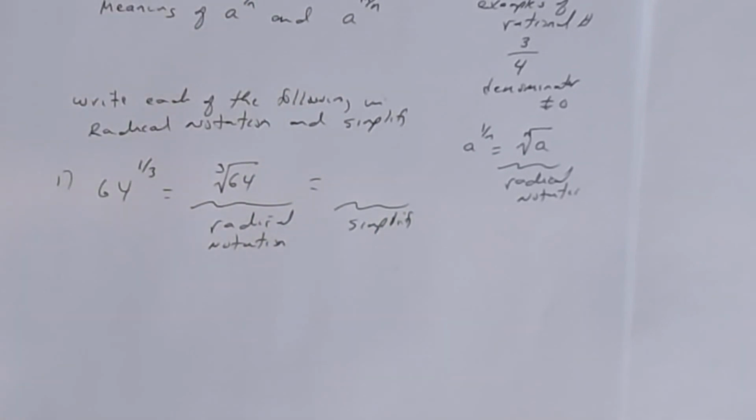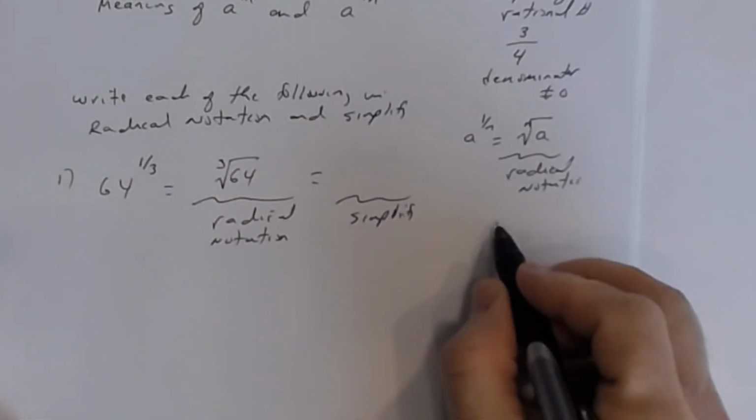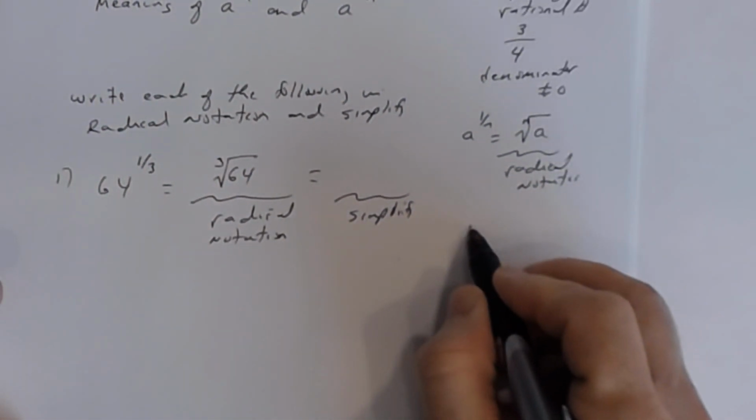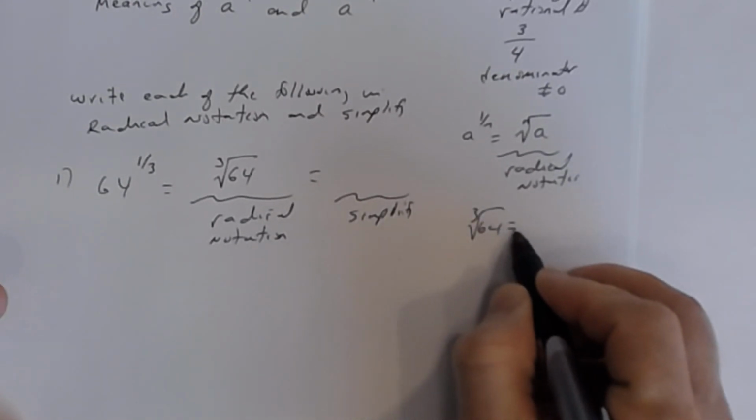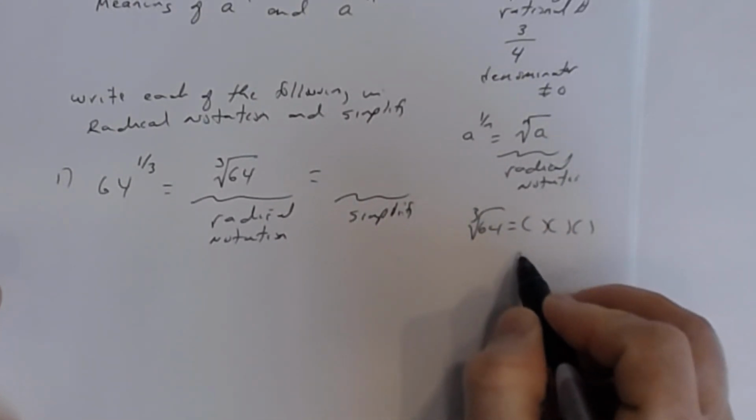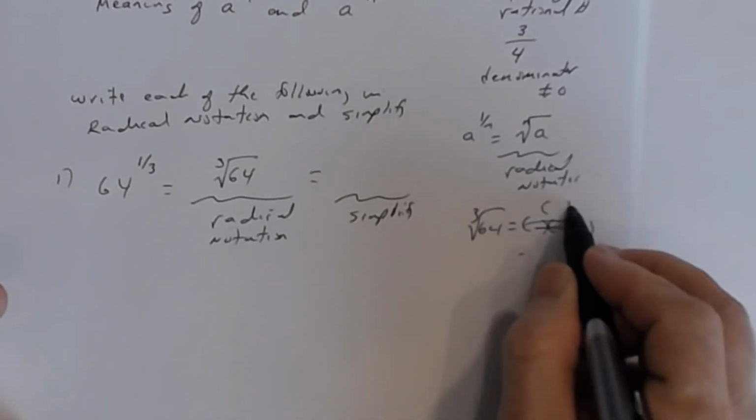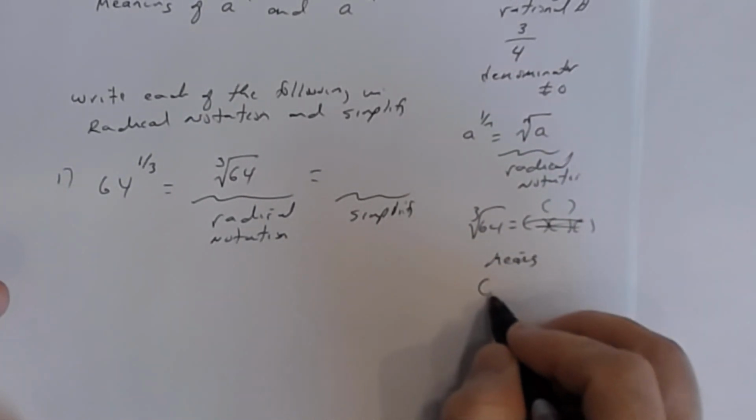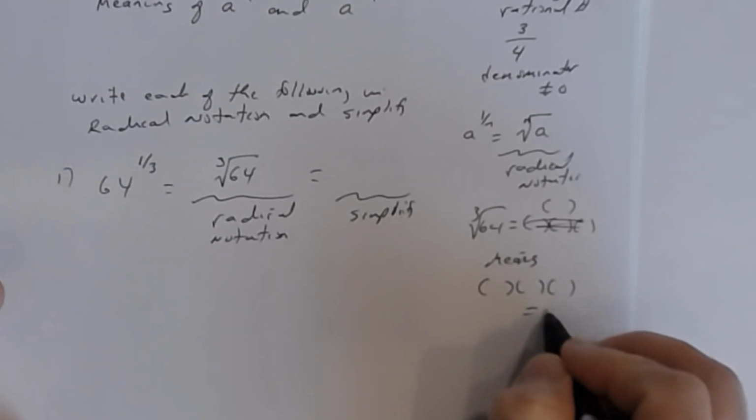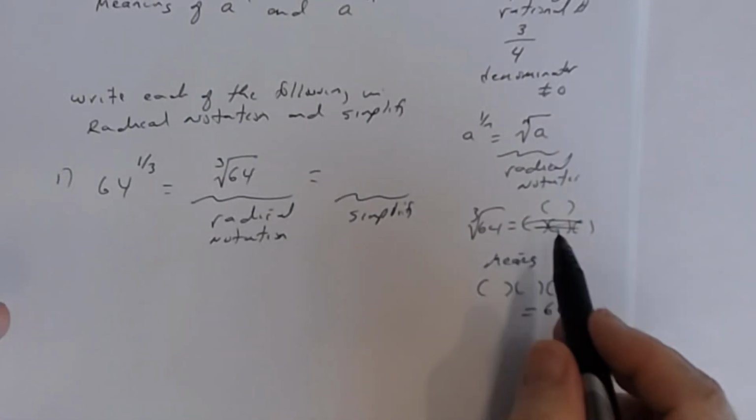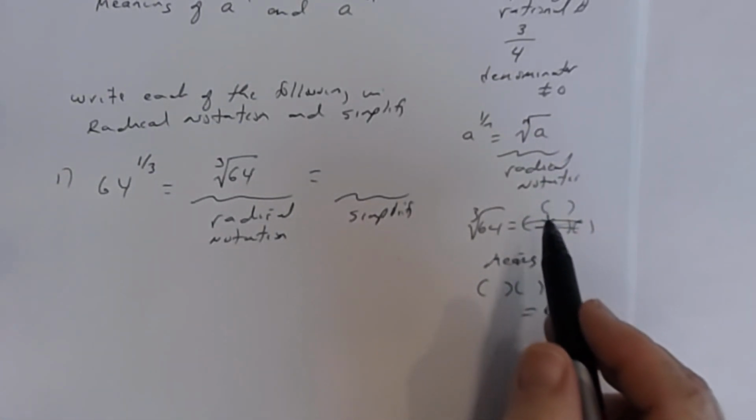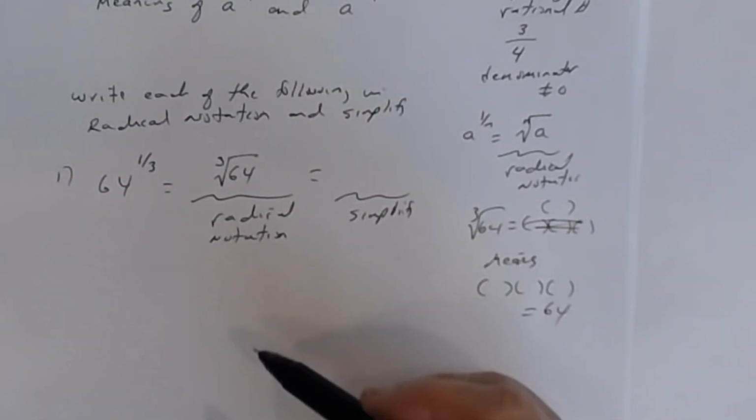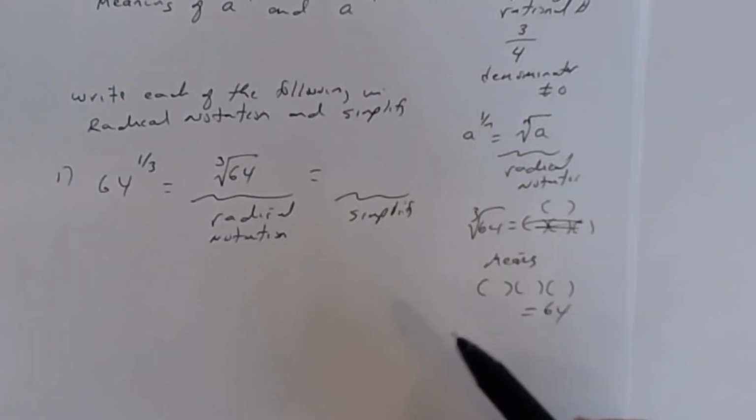So for example, let's try something. Remember, the cube root of 64 means what times itself 3 times is 64. Now, it may or may not be a nice number, may or may not be a whole number, but these will be. These will be nice numbers.